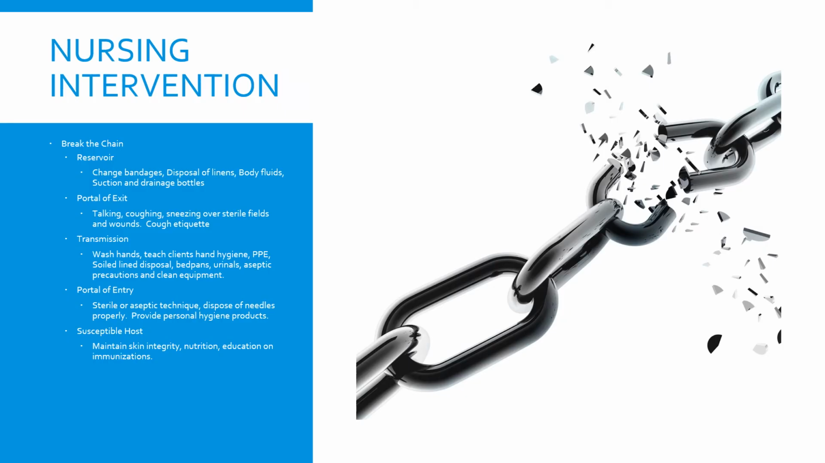Let's discuss the nursing interventions that can be performed at each link to help break the chain of infection. When we're discussing the reservoir, we need to make sure that we are changing any bandages, to include surgical dressings or any other dressings that the patient may have, that we're using proper facility protocol in the disposal of any linens, making sure that we are maintaining standard precautions when we're handling any bodily fluids, and then properly disposing of any suction or drainage containers or bottles.